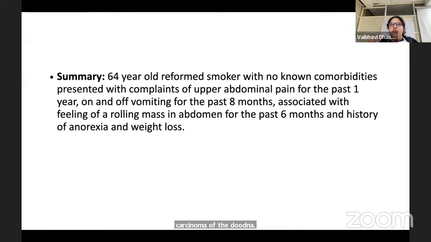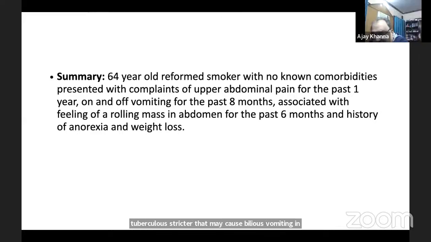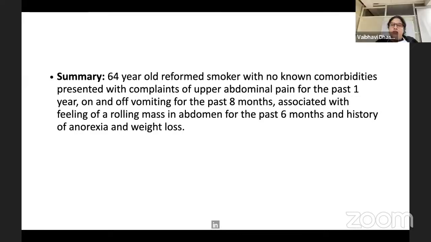Sir, there could be a tuberculous stricture that may cause bilious vomiting. When do you get bilious vomiting and when do you not get it in a duodenal obstruction? Sir, if the obstruction lies beyond the second part of the duodenum, involving the third part, that is when we will have bilious vomiting. Whereas if the obstruction is in the first part or in the second part before the opening of the ampulla, then the patient's vomitus will be non-bilious in nature.